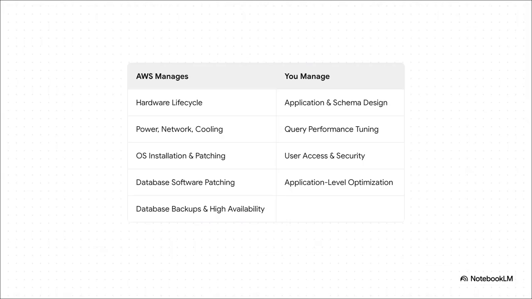And this right here, this is maybe the most important concept to grasp about any managed cloud service. It's the shared responsibility model. This table just draws a really clear line in the sand. On the left, AWS handles the physical stuff, the servers, the power, the networking, plus the OS and database patching. Your job starts at the application level. You design the tables, you tune your queries to be fast, and you control who gets access to the data.